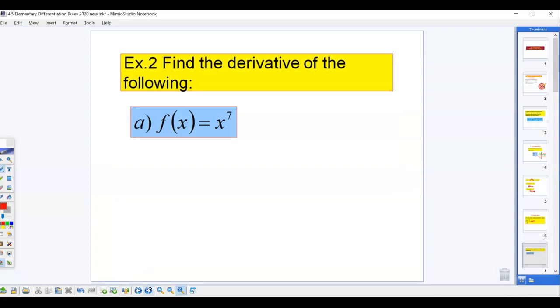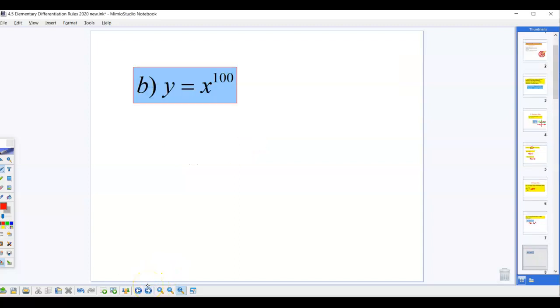If I'm given the function f of x equals x to the 7th, to find the derivative, all I do is bring the 7 out front and subtract 1 from the exponent. So f prime of x would be equal to 7x to the 6th. If I was given y equals x to the 100th, my derivative would be y prime is equal to 100x raised to the 99.